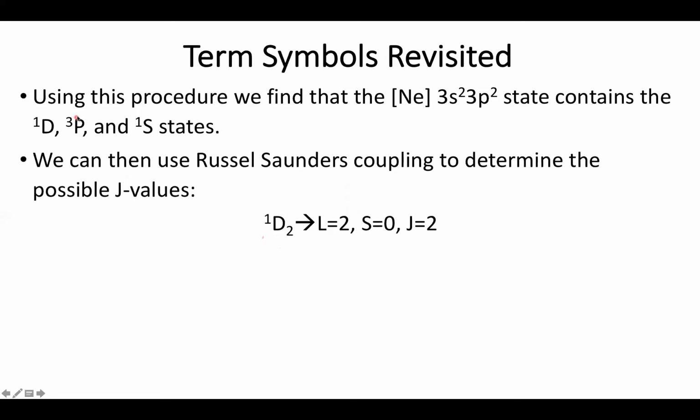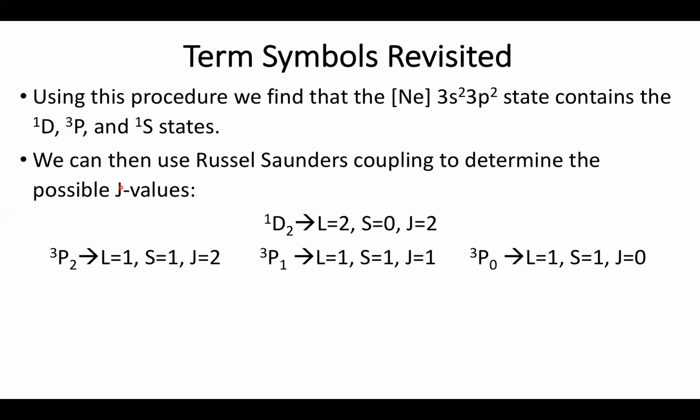Now, if I try and expand this idea to our triplet P, this gets a little bit messy, because in this case, I have an L of 1 and an S of 1. So I can have 3 possible J values. Either my L and S add together for a J of 2, or they take the difference of L minus S and a J of 0, and of course, any integer value in between. So I have 3 possible term symbols for my P state: a triplet P with a J of 2, a triplet P with a J of 1, and a triplet P with a J of 0.